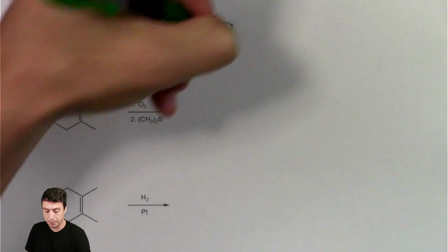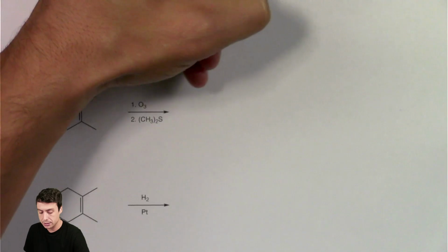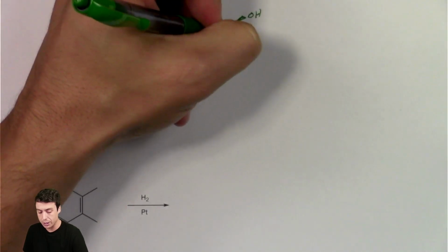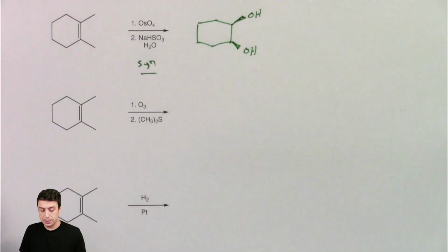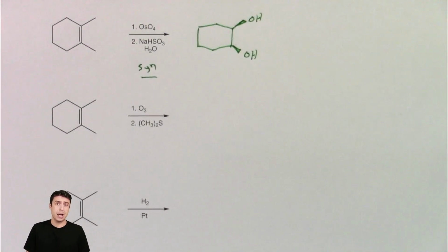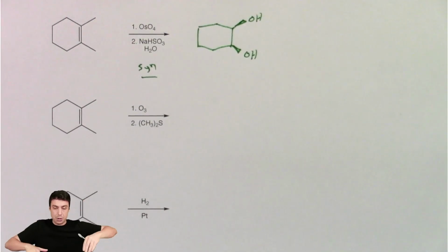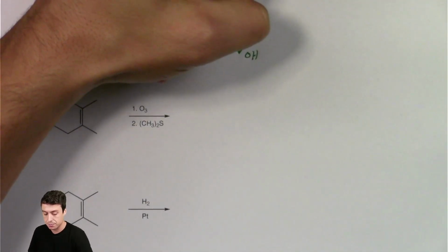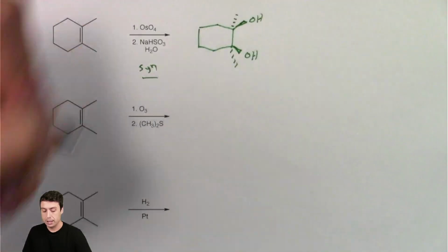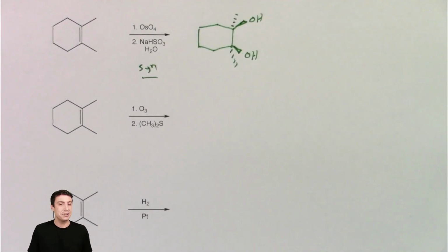So let's say they both get added to the top face. So you get 2 OHs on wedges. If the 2 OHs get added on the top face, what happens to the methyls? They get pushed down to the bottom on the dash. Okay. What if we add to the other face? What if both OHs add from below?